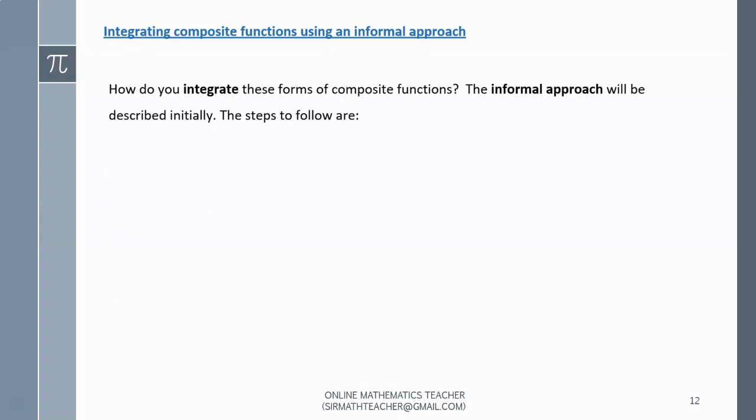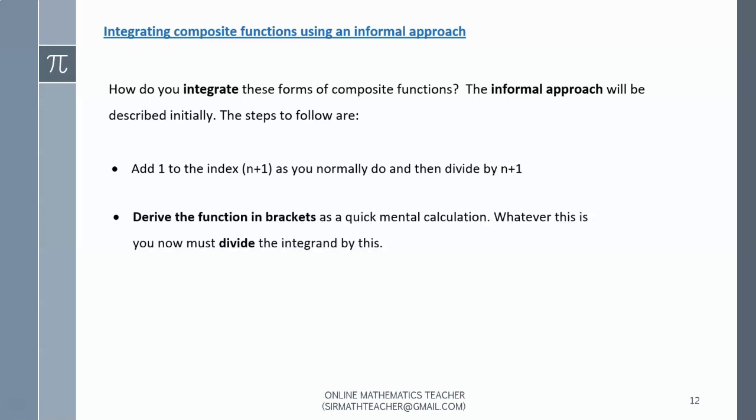So, integrating composite functions using an informal approach. How do you integrate these forms of composite functions? The informal approach should be described initially. Steps to follow are: add 1 to the index, so you get n plus 1, as you normally do, and then divide by n plus 1. Derive the function in brackets as a quick mental calculation. Whatever this is, you must now divide the integrand by this. Leave the function inside the brackets unchanged.